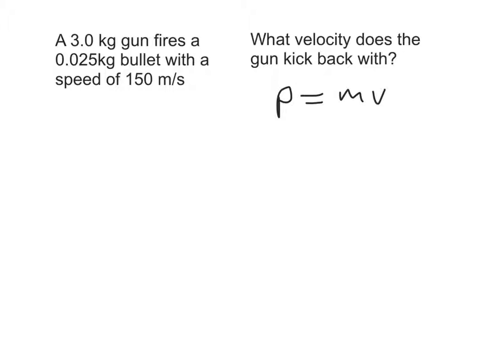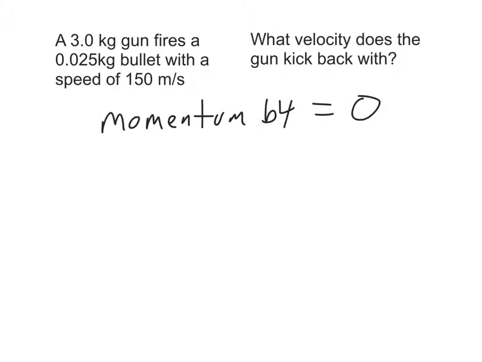So let's ask the question, what's the momentum of our system, the gun and the bullet? What's the momentum before I pull the trigger? Well, neither the gun nor the bullet are moving. They both have a velocity equal to 0. And so that tells us that the momentum before the gun is fired is equal to 0. So we know the momentum before is 0.